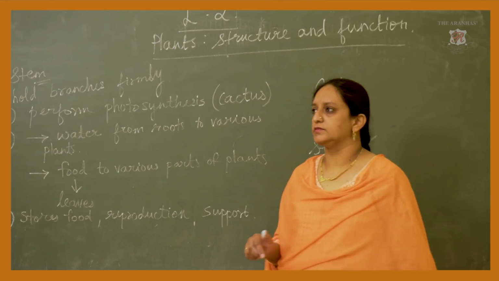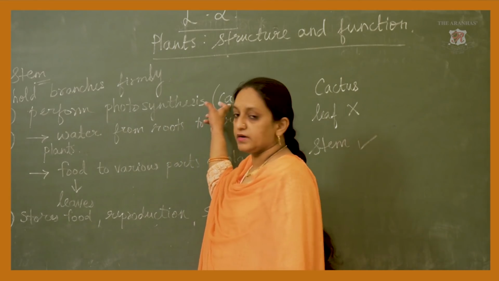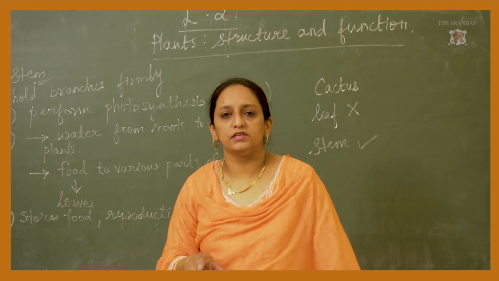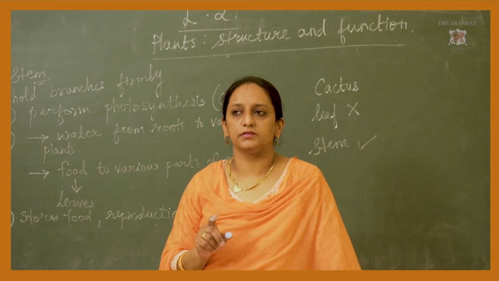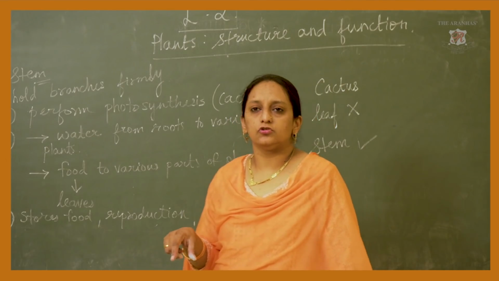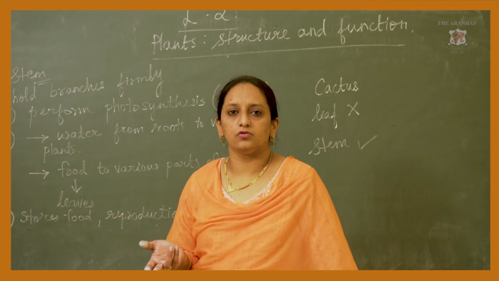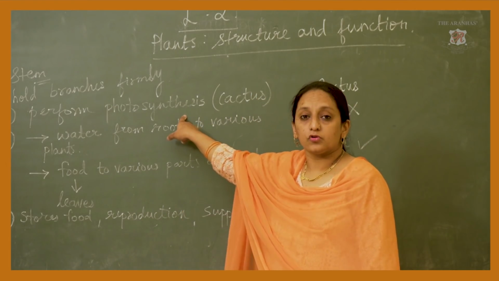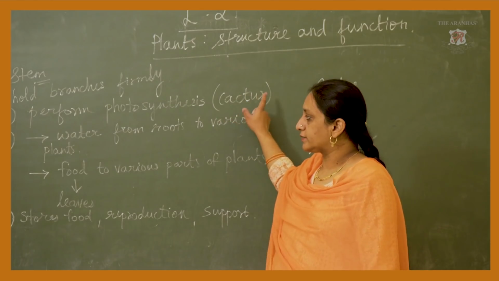For example, the cactus plant. Cactus doesn't have leaves; its leaves are modified into thorns. We have seen in adaptation, lesson number 1, cactus. The leaves of cactus are modified into thorns. So they don't have leaves, so who will prepare food for them if there are no leaves? The stem. The stem helps to prepare food for them by the photosynthesis process in the cactus plant.